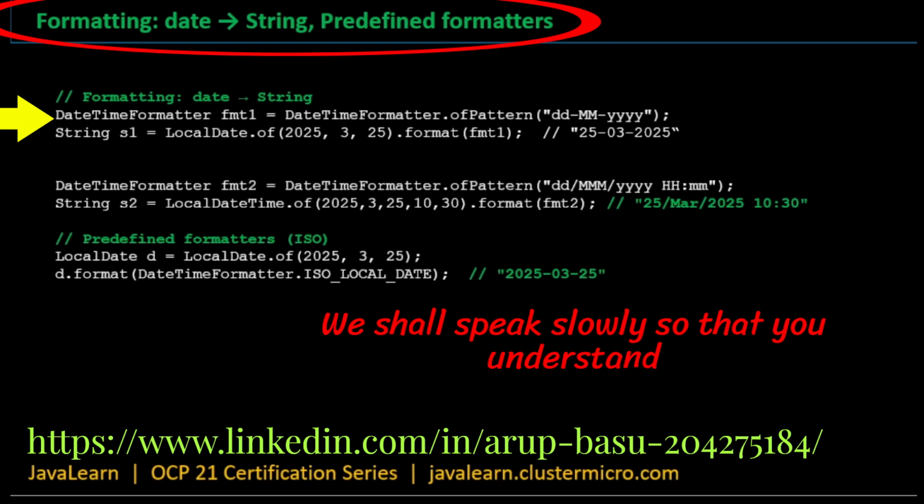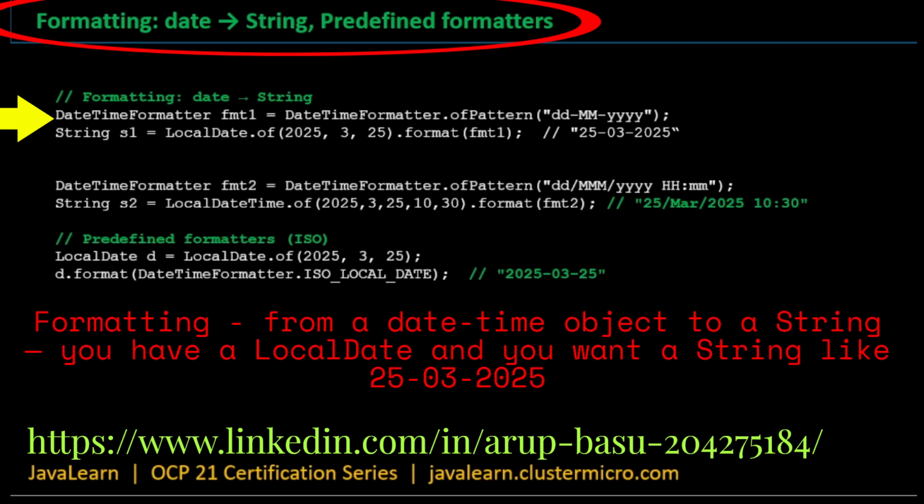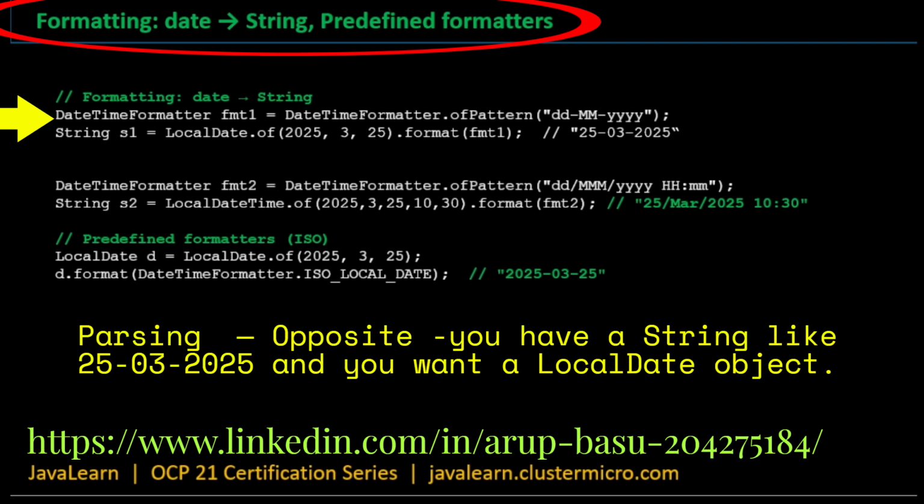So there are two operations with DateTimeFormatter. Formatting goes from a DateTime object to a string. You have a LocalDate and you want a string like 25-03-2025. Parsing goes the other direction. You have a string like 25-03-2025 and you want a LocalDate object. Both directions use the same DateTimeFormatter. The same pattern that defines how the string looks is used for both formatting and parsing.